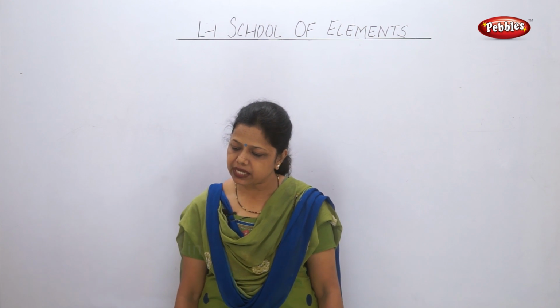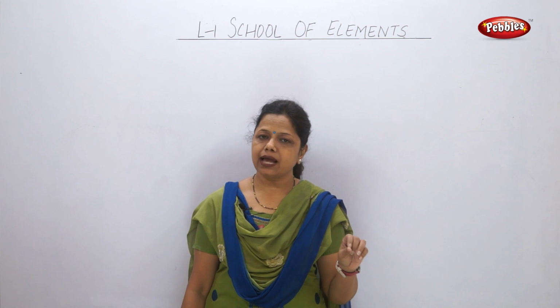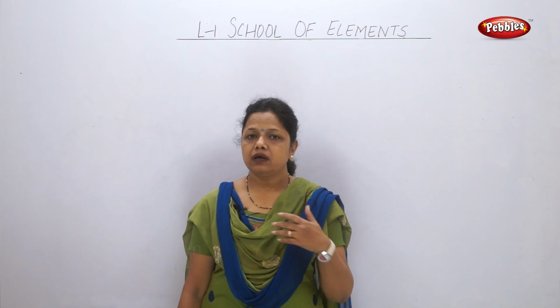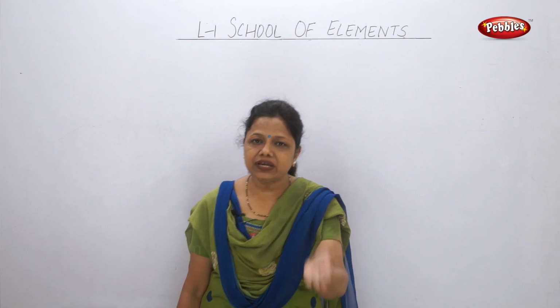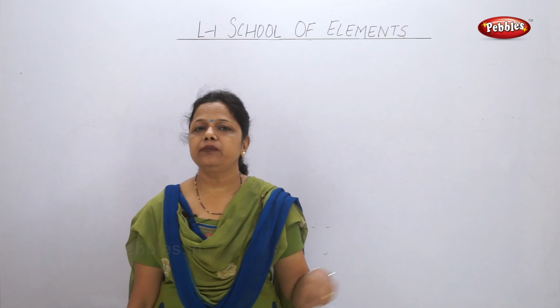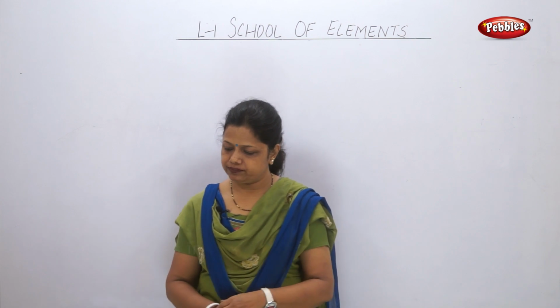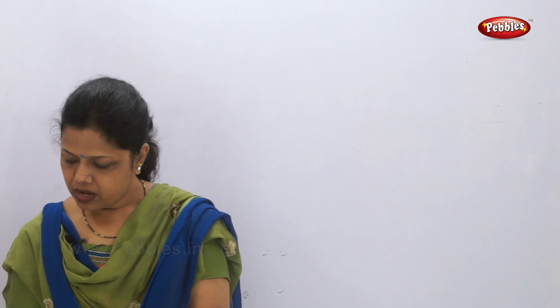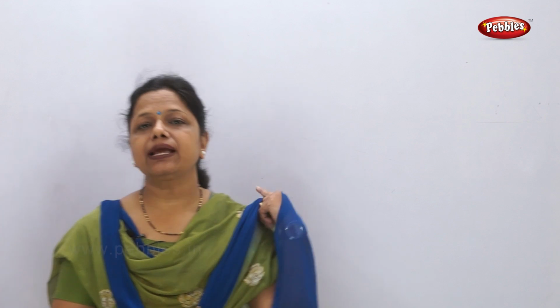Name the halogen in the 2nd period. In the 2nd period, the halogen present is fluorine. When I am saying the answer, you can always check with the modern periodic table given in your textbook. Name the group to which sodium and lithium belong. Sodium and lithium belong to the 1A group, the first group. Name the group to which magnesium and calcium belong. Magnesium and calcium belong to the 2A group, or the 2nd group.